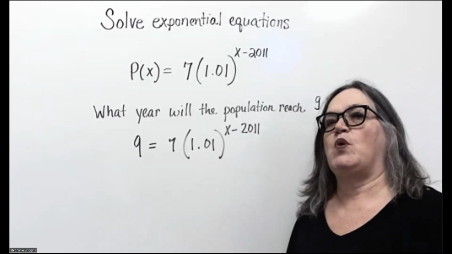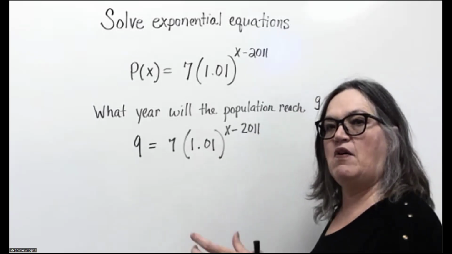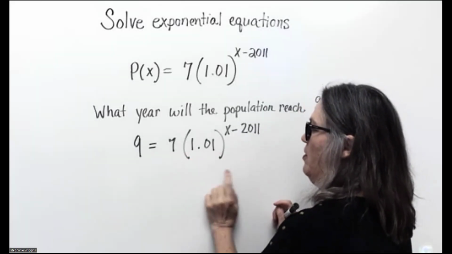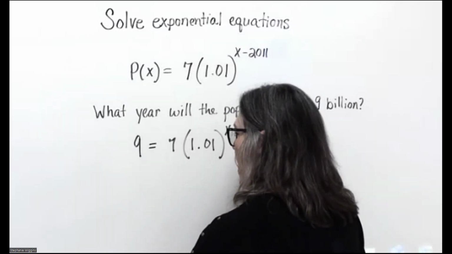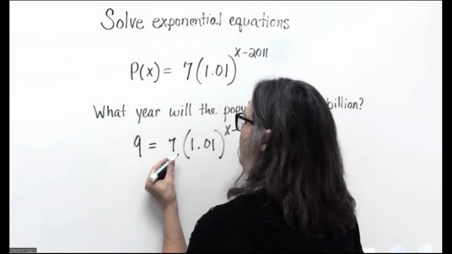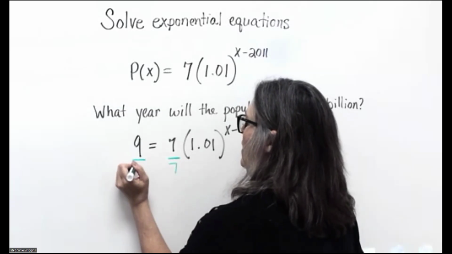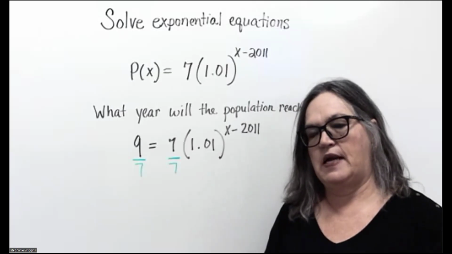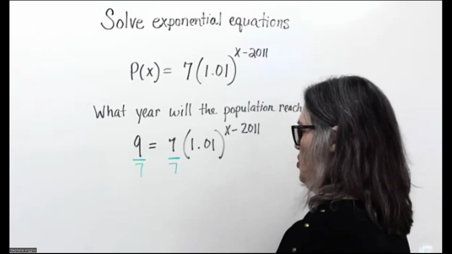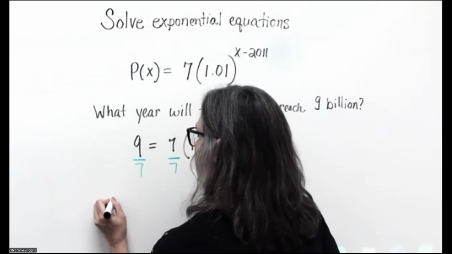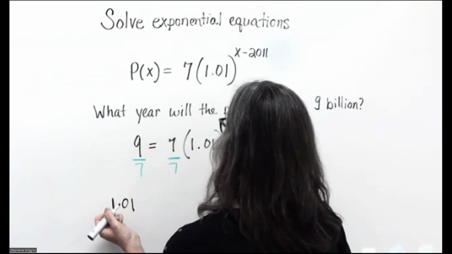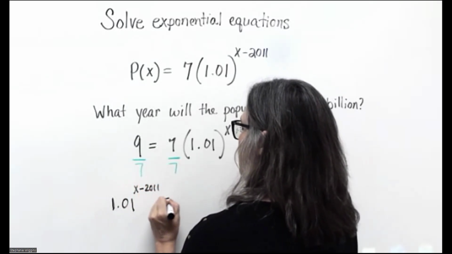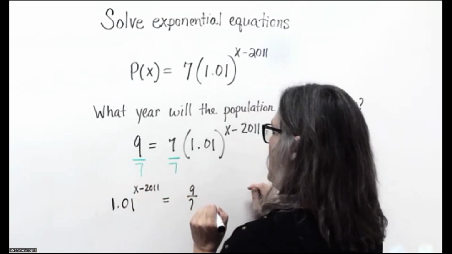But before we do that, we're going to isolate the piece of the equation that has the exponent. So that would be this piece right here. I'm going to divide both sides by 7. And I would like to have my X on the left-hand side, so I'm going to switch sides. So we have 1.01 to the power of X minus 2011, and that is equal to 9/7.